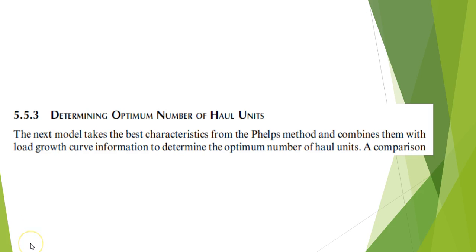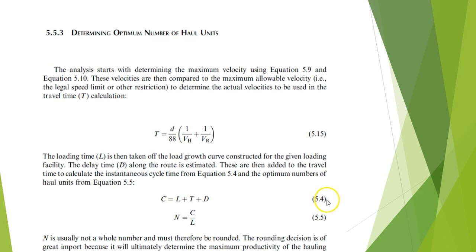So again, using Phelps' approach, we have another way of determining the optimum number of haul units. It takes the idea of the fixed and the variable times along with the load growth curve, and you can get that number of optimal units. How do you do that? Well, you start by determining the maximum velocity, and we go back to equations 5.9 and 5.10. And then you compare those velocities to the maximum allowable velocity.